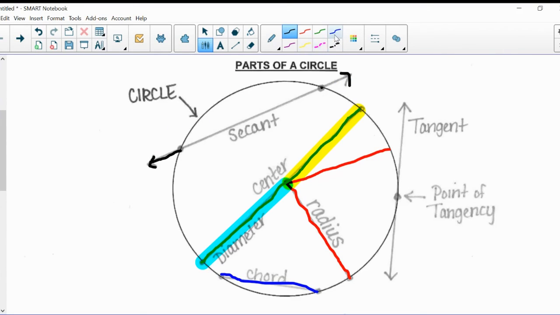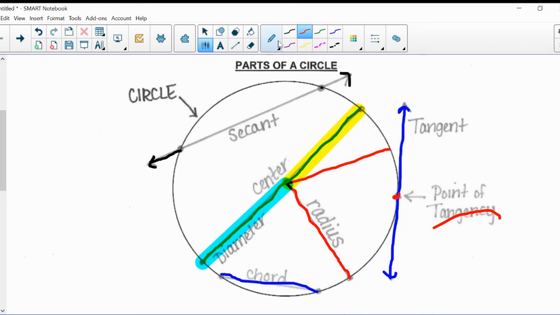The last word we have to talk about, and I'll go back to blue here, is a tangent line, which looks like a secant line, but it only touches the circle in one spot and it keeps on going in both directions forever, because we know that these arrows represent forever. Where it touches that circle is right here, and we call that the point of tangency.